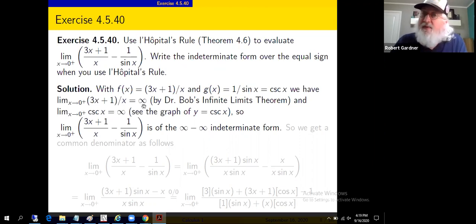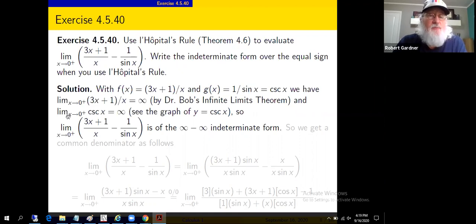That goes to positive infinity. Dr. Bob's infinite limits theorem and some exploration of a sine diagram, is what I was calling it, to see indeed that it does go to positive infinity. Yeah, when x approaches 0 from the positive side, the numerator is close to 1, which is positive. The denominator is close to 0, but it's positive. So that's why we get a positive infinity out.